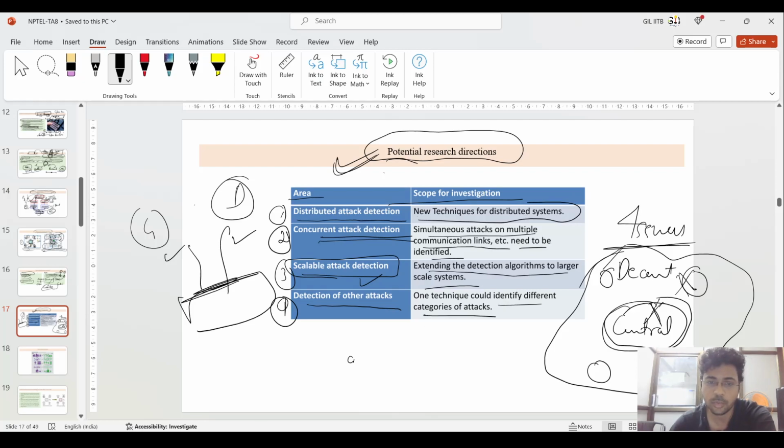Then the fourth research area can be detection of the other attacks. One technique could identify different categories of attack. Suppose one malware came and your cyber physical system has learned from those previous attacks. It should also make that learning effective in case of new cyber issues which come into existence, okay.